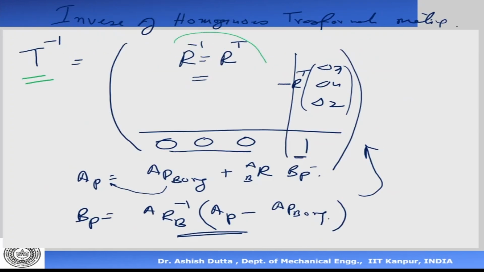So this part is the rotation matrix inverse, which is the transpose. And this is minus R transpose into del X, del Y, del Z. This is 0, 0, 0, and this is 1. So I need to find this and this.